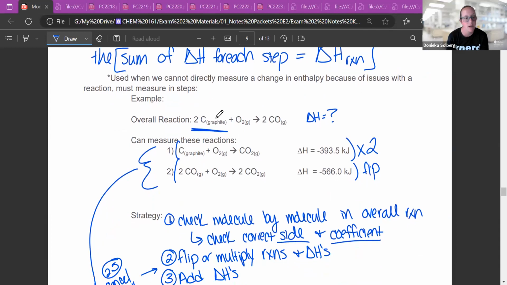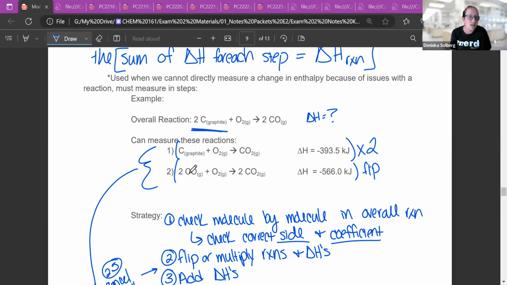So this is how these questions are going to look. It'll be like, okay, the overall reaction for something is this. Two carbon graphites react with an O2 molecule gas to make two carbon monoxides. I want to know what the delta H of this reaction is. Well, I can't really do this very well in a bomb calorimeter, or maybe I don't have a bomb calorimeter. I can, however, measure the enthalpy change when carbon reacts with oxygen to make CO2. And I know that that value is negative 393.5 kilojoules.